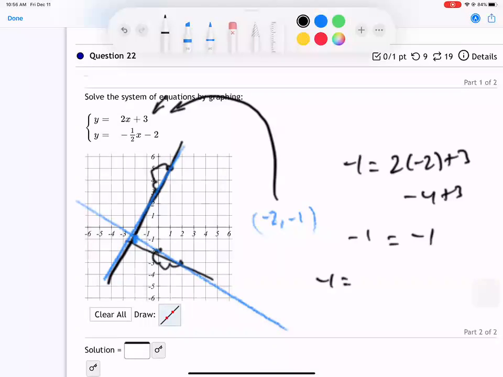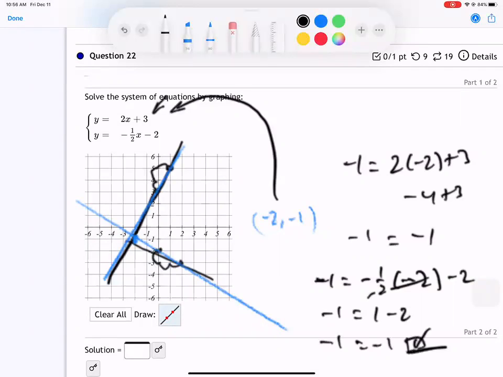Let's try the second equation. Negative 1 is equal to negative 1/2 times negative 2 minus 2. Let's see if this would also work. I don't know if it's going to work. So the 2's divide out, leaving me a positive 1. 1 minus 2 is negative 1. Yep, negative 1 is equal to negative 1. Yep, we are a winner there. Bam. So the solution is negative 2 comma negative 1.